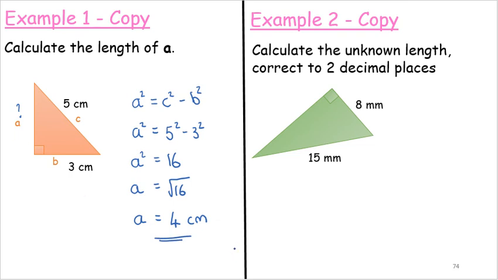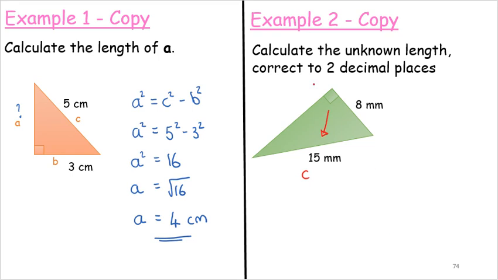Example 2. Might be worthwhile pausing the video, having a wee go at example 2 yourself. See how you got on, and then you can check with my solution afterwards. In this example, I have not labelled the sides for you yet, so we're going to have to do that first. The first side I'm going to label is always the hypotenuse, because I can always tell where the hypotenuse is because the right angle points to it. So this is going to be my hypotenuse, which is C.